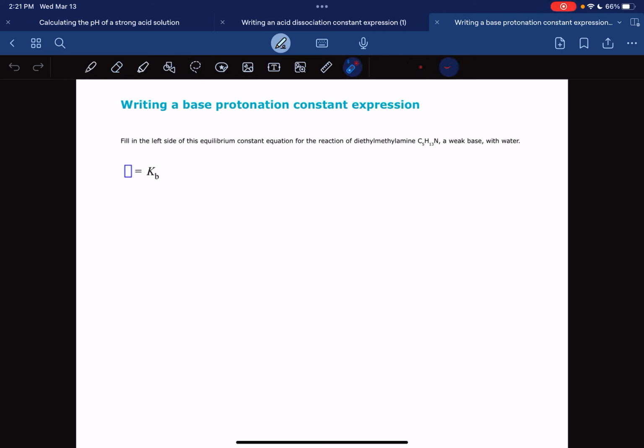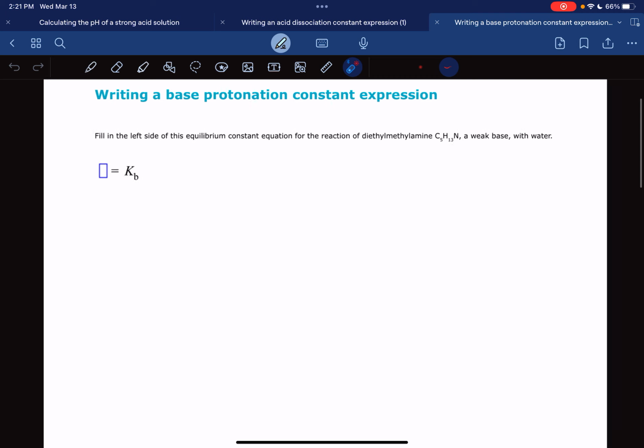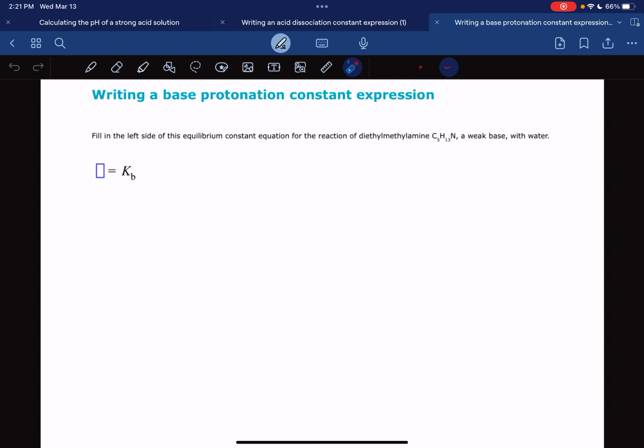Okay, yet again, we're going to write a base protonation constant expression, which sounds very scary, but really we're just going to do Kb. And they're giving us dimethylamine, C5H13N, which is a weak base. I never want to write this out, but because they are requiring us in this problem to do so, I'm going to take this ugliness and I'm going to throw it into water. Because isn't that what we do always? C5H13N, this is aqueous. We're going to throw it into water.